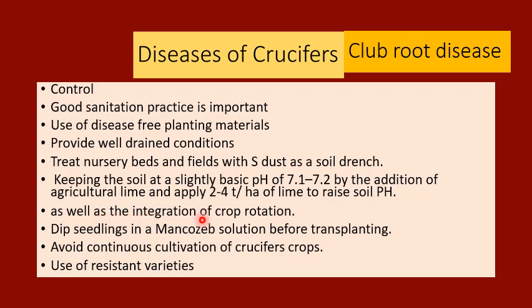Then as well as the integration of crop rotation, and dip the seedlings in mancozeb solution before transplanting as seed treatment. And also avoid continuous cultivation of crucifer crops because the pathogen may be in the soil. The resting spores of the pathogen may be in the soil for many years. Therefore, it is very difficult to control this disease if we grow the same crop in the same field. Therefore, avoid continuous cultivation of crucifer crops. Then it is very important to use resistant varieties. Therefore, no problem with the club root disease.